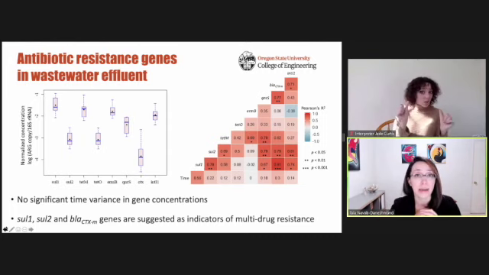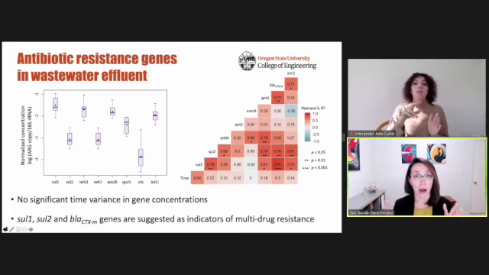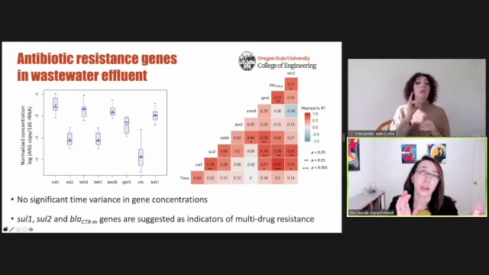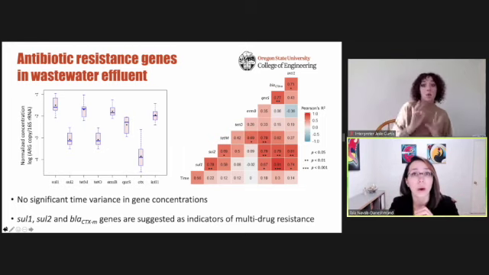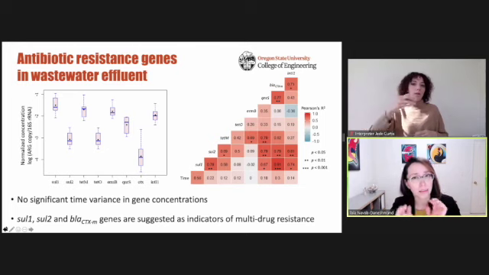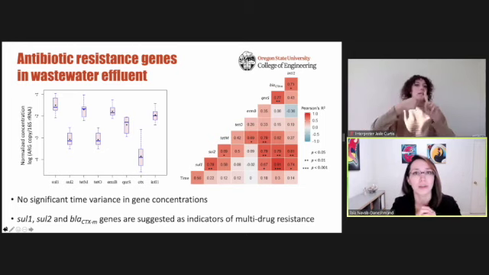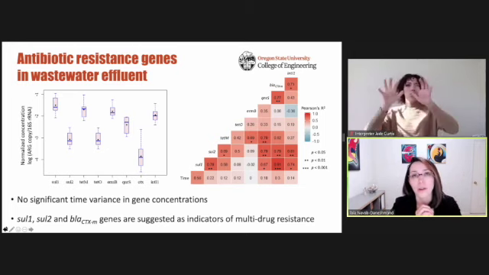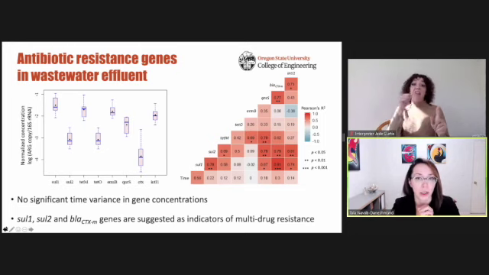We didn't see a significant time variance between these genes, meaning the concentrations remain relatively constant throughout the 10 weeks. And these 10 weeks were between late winter and early spring in Oregon, where there was a significant temperature change and a significant change in precipitation. However, those did not impact these concentrations.